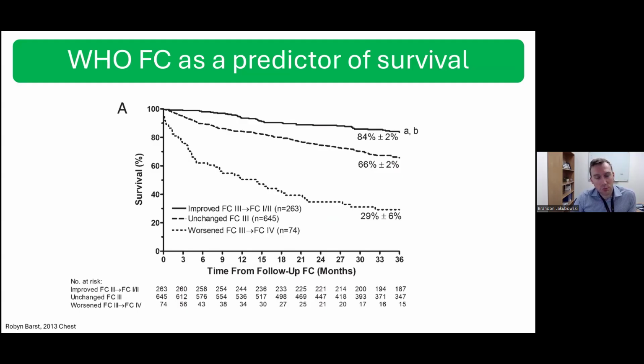Patients who have improved functional class really have the best prognosis with a 3-year survival of 84%. Patients who have progression to functional class 4 states tend to have the worst outcomes. You can see only 29% of these patients are surviving at the 3-year censor date. And this study really reinforces the importance of serial risk stratification with functional class and validates WHO functional class. Improvements in a patient's functional class confer a significant survival advantage, where unfortunately vice versa is also true.